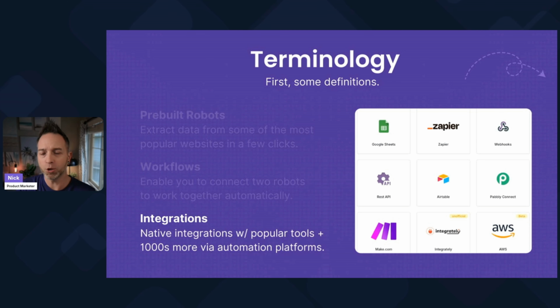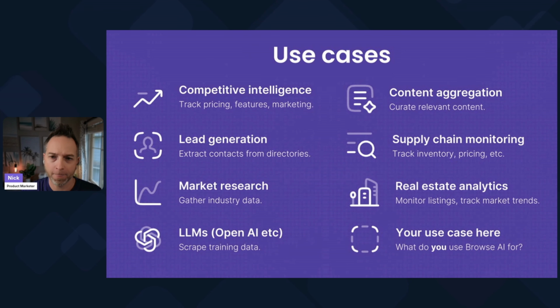Integrations. We do have native integrations with Google Sheets and Airtable. And also, if you want to get to other apps, you could use Zapier or Pabbly Connect or Make. We also have AWS. There's a REST API as well as webhooks. I'm not going to touch too much into those. Just be aware that we have those, and there will probably be an upcoming webinar to dive into how those work and what they all are. All right, so that's the terminology, just so we're all on the same page of what the words are and what they mean.